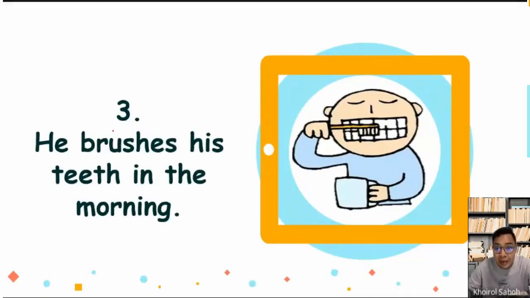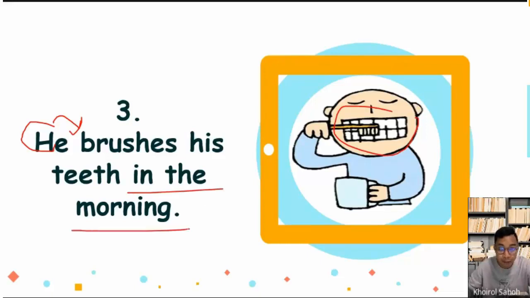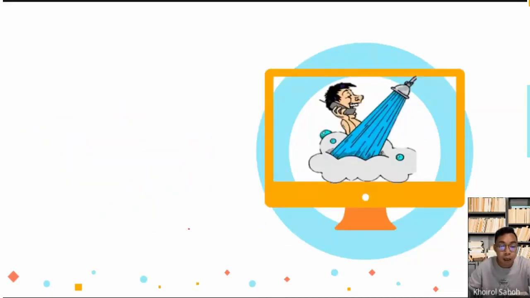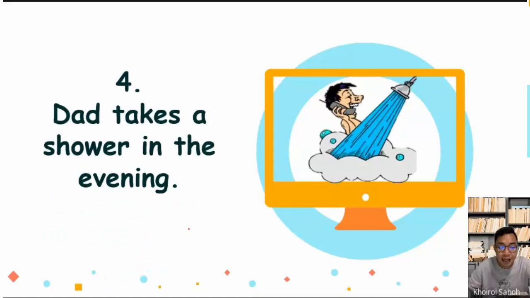This one, he brushes his teeth in the morning. So in his timetable, he always brushes his teeth every morning. Here, Dad takes a shower in the evening, but Dad doesn't take a shower in the morning because it's cold. All right. So this is the timetable of Dad that Dad takes a shower in the evening.